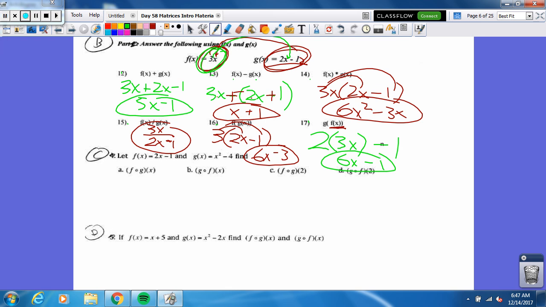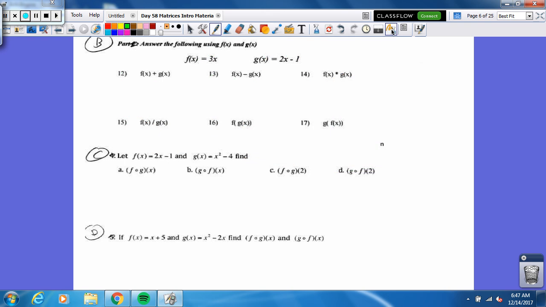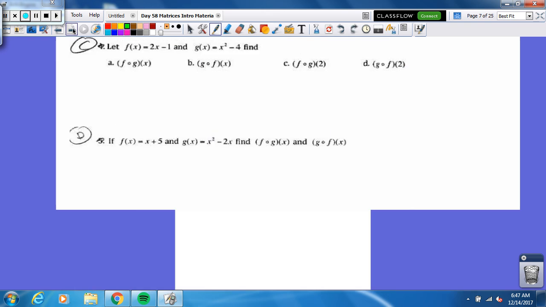Next iteration, here it is. All right, so new f of x, new g of x. You are going to do a and b, and then down here you're going to do these two right here. So, write this down in your notes, f of x and g of x. No problemo.